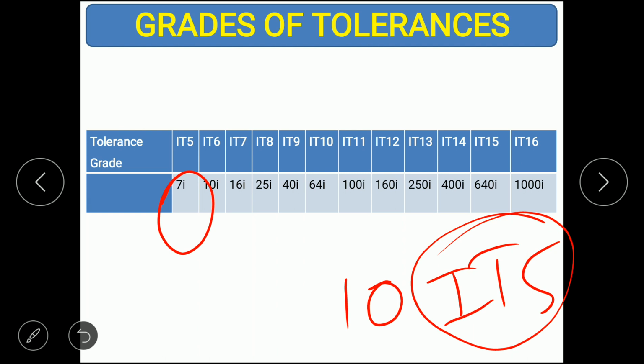The value of i depends on different parameters, which we shall see in the gauge design problems. In detail, we shall discuss these things during the solving of gauge design problems.